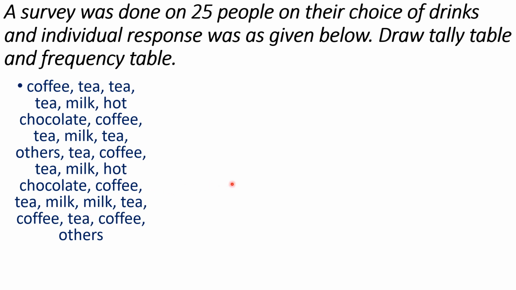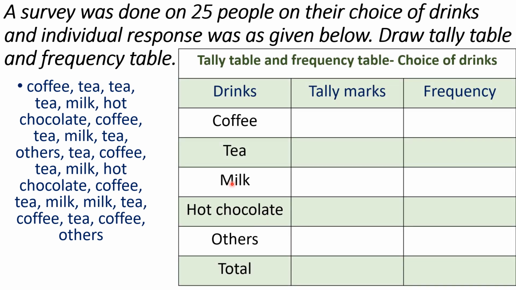Now we have to draw a tally table or a frequency table. For tally table and frequency table, the number one thing is the title. The title of this problem is choice of drinks. Now, how many kinds of drinks? We have already observed that there are 5 kinds of drinks: coffee, tea, milk, hot chocolate, and others. So we will draw tally marks for these 5 kinds of drinks. Now how? Let us see.